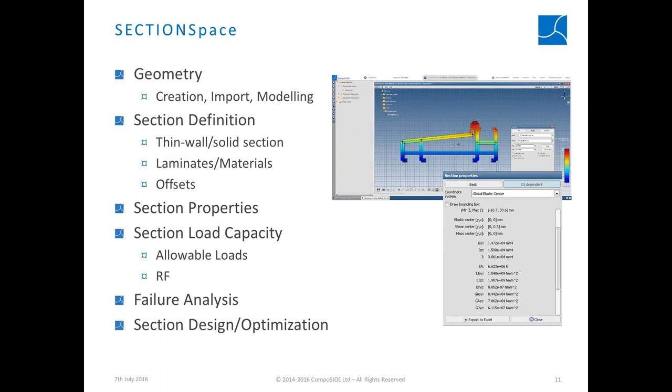The next tool part of the CompoSIDE suite is Section Space. It is a 2D and BIM modeling tool. It allows you to import or create and model your own geometries through a definition of thin wall or solid sections. There are contextual menus that allow you to apply any laminate or material to any of those sections. And that material can be either one you have created, or it can also be metals, plastic, plywoods, it is your choice. It allows us to quickly evaluate section properties, perform some load capacity analysis, and review allowable loads and reserve factors. And obviously, this means we are able to provide a very quick iterative section design and optimization loop straight within CompoSIDE in a matter of minutes.